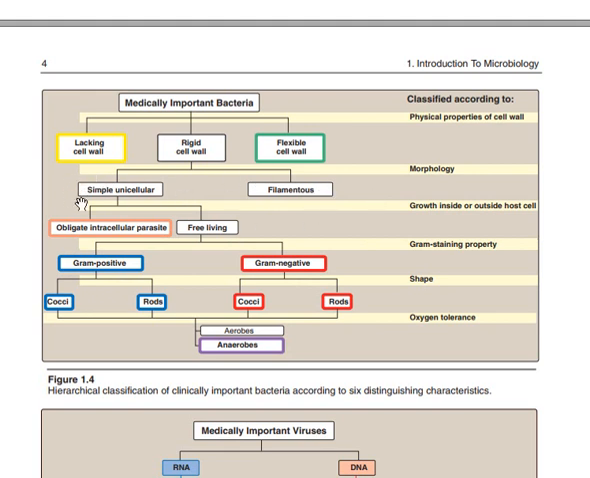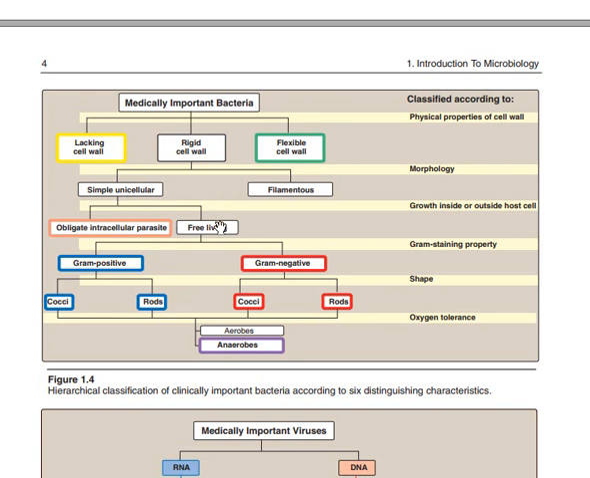Now, in the simple unicellular case, it can be divided into obligate intracellular parasites. Usually, obligate intracellular parasites are atypical parasites like Ehrlichia, like Rickettsia. All of them have atypical characteristics, like even Ureaplasma and Chlamydia, is it clear? And Mycoplasma, all of which are obligate intracellular parasites.